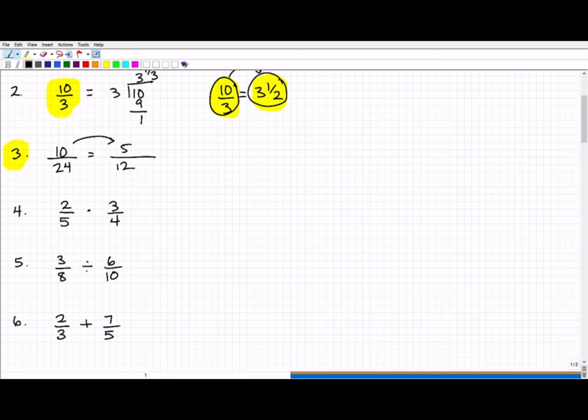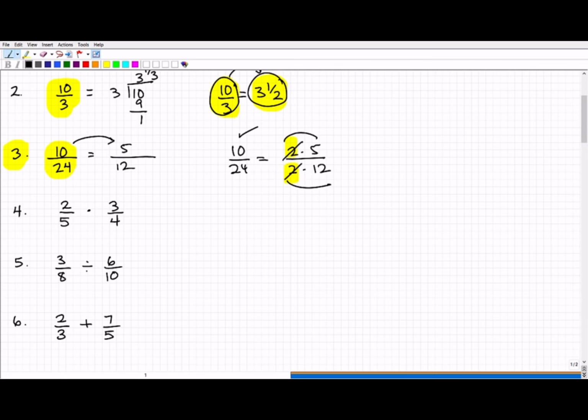Now, another way you can think about reducing or simplifying fractions, let me write this over here, 10/24, is to look at the factors of these numbers. In other words, 10 is the same thing as 2 times 5, and 24 is the same thing as 2 times 12. These are called factors, where 10 can be written as a product of these numbers. But anytime you have the same factor in both the numerator and denominator, we can do something called cross cancel.